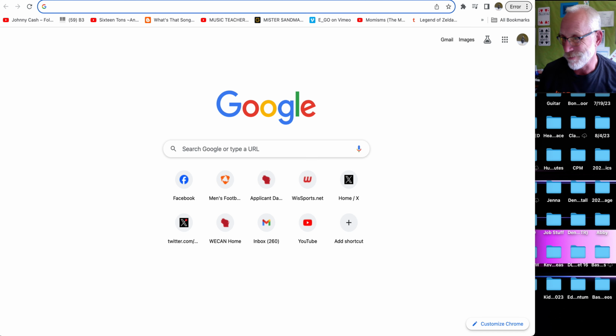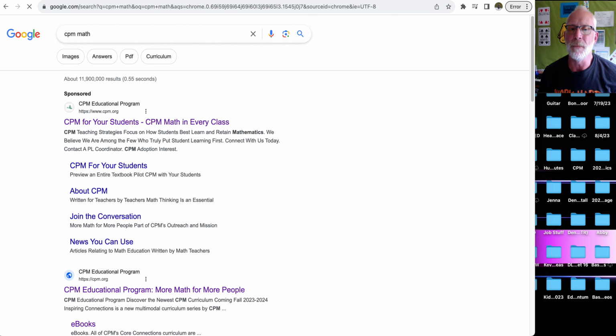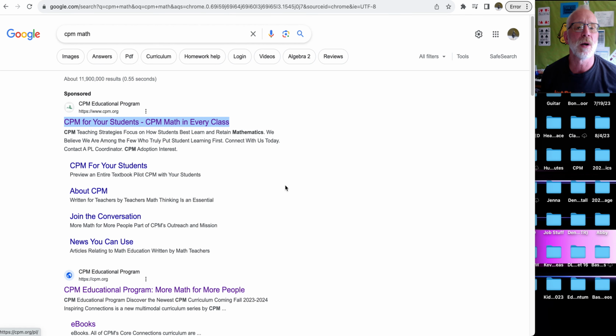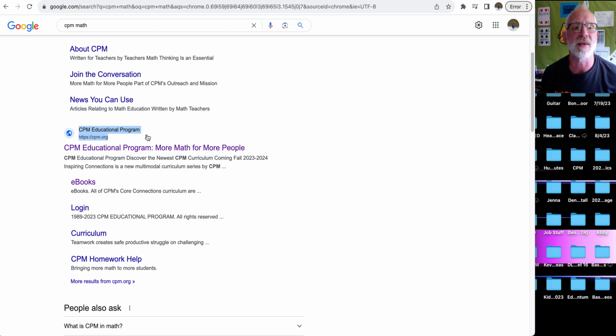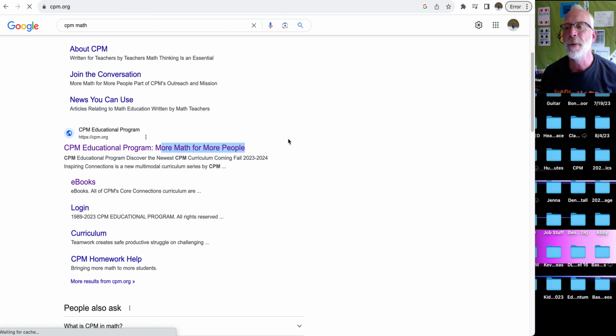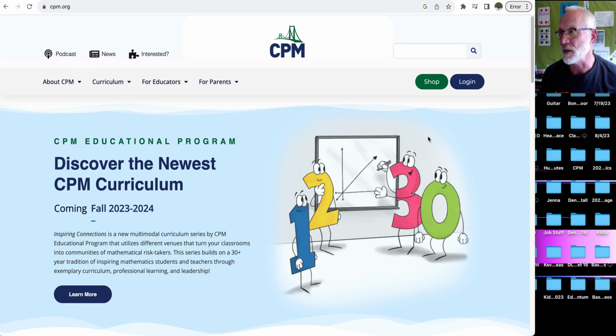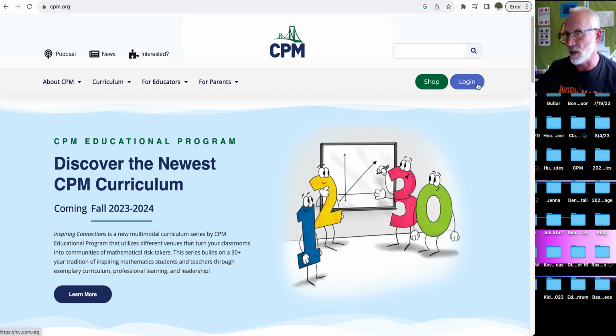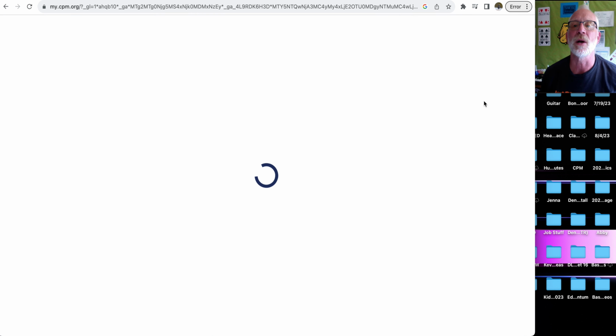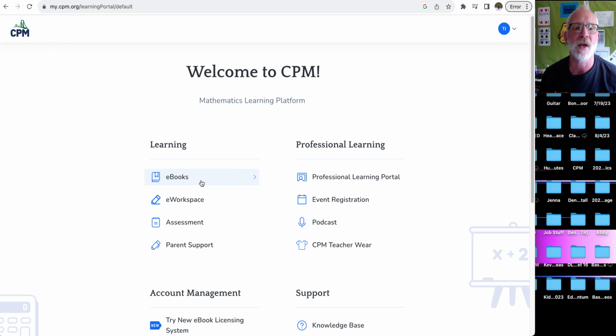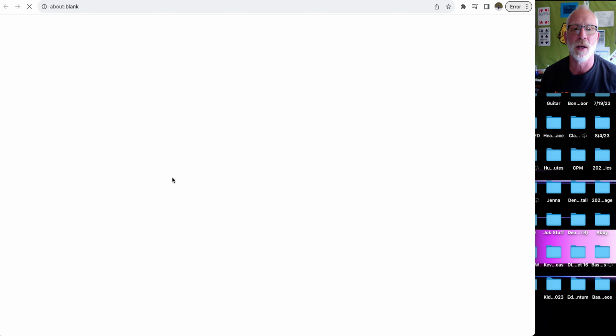So I'm going to walk you through how we get into our math book again. We go into CPM Math, boom. From there, we go into more math for more people. That's the easiest way to get into it. I'm already logged in, so it's probably going to take me in. You might have to hit login twice and then click on the G, Google G, if you have your Chromebook. If you don't have your Chromebook, you may have to type in your school username and password. So I'm going to go in here, and then I'm going to go into your ebook here.